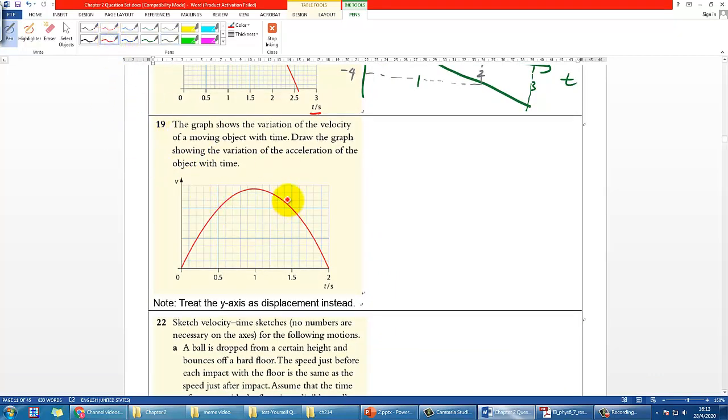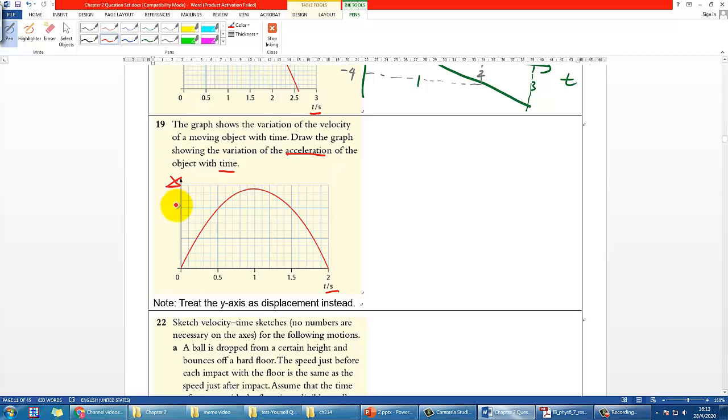Let's take a look at the next question. We have a graph of a VT graph, and then it asks you to draw the acceleration time graph. And I have a note here: treat the y-axis as displacement instead. In this textbook sometimes they have quite a lot of typos, so you may need to be very alert all the time and think deeper.